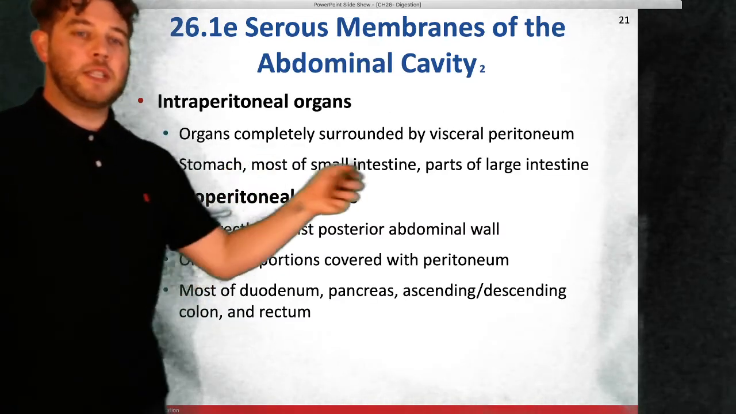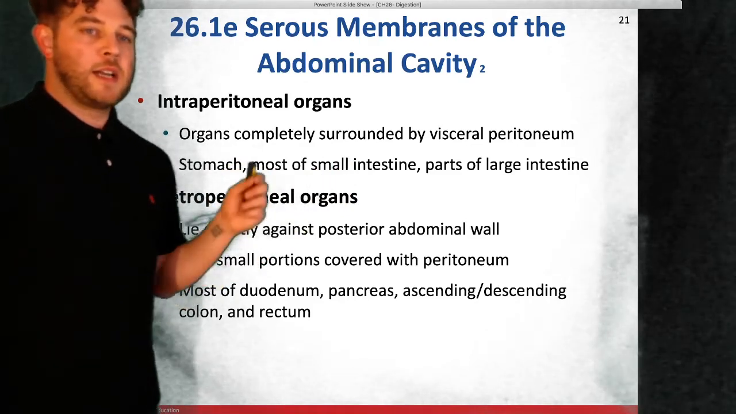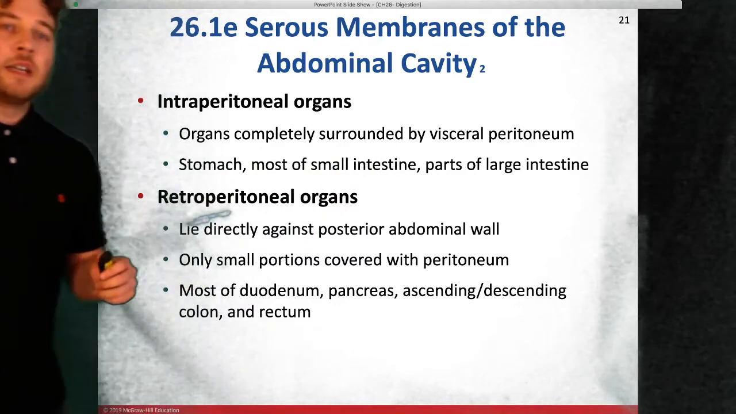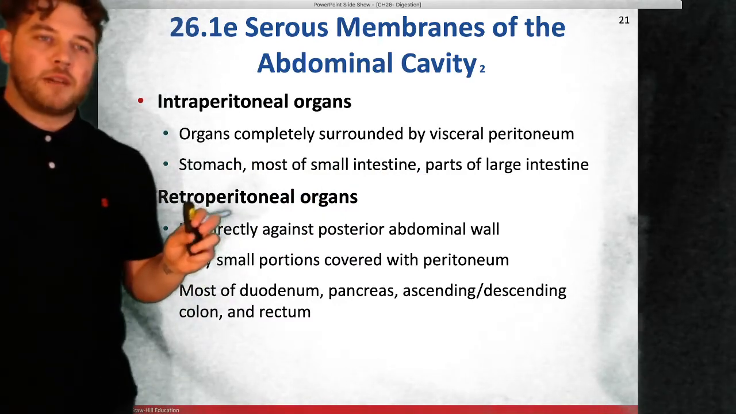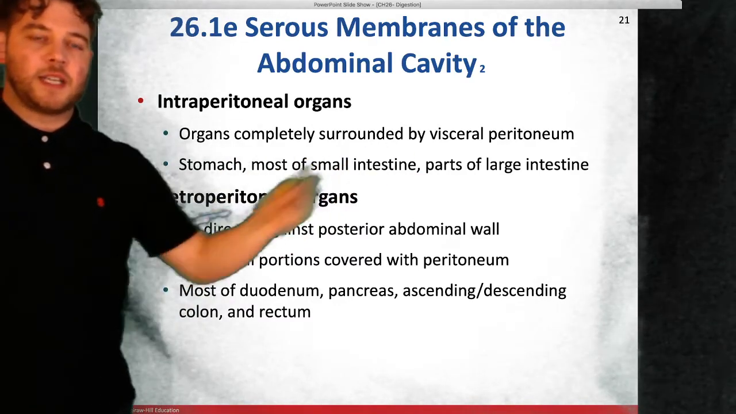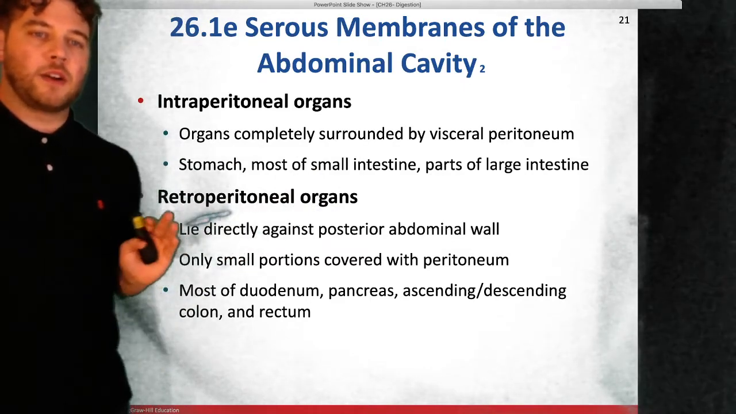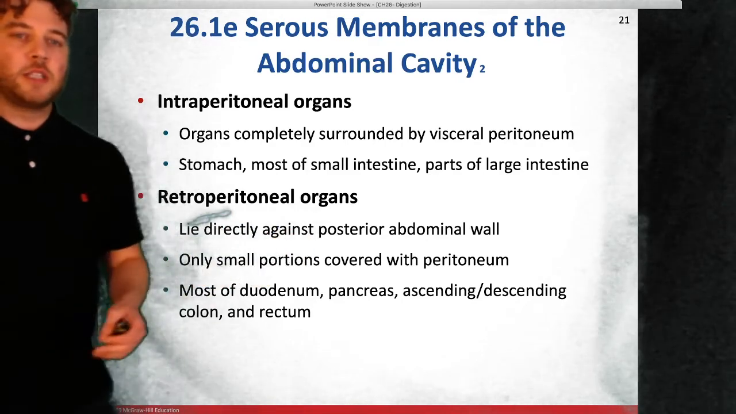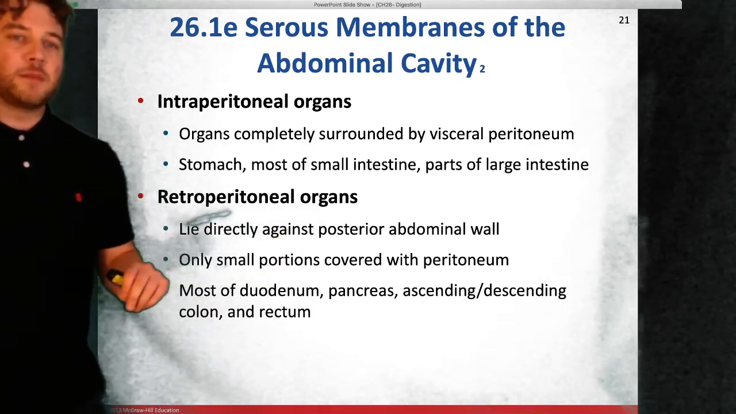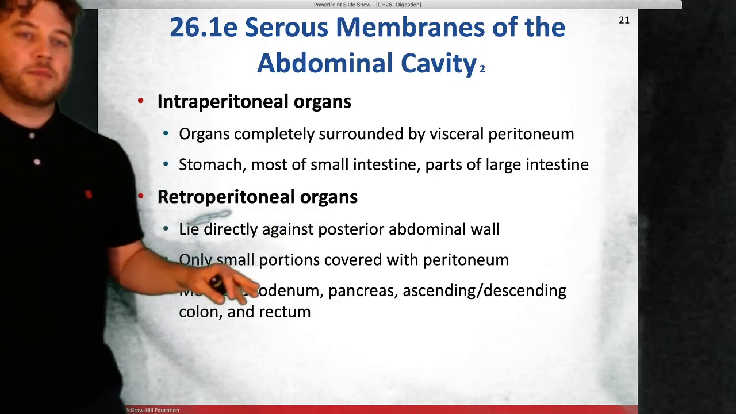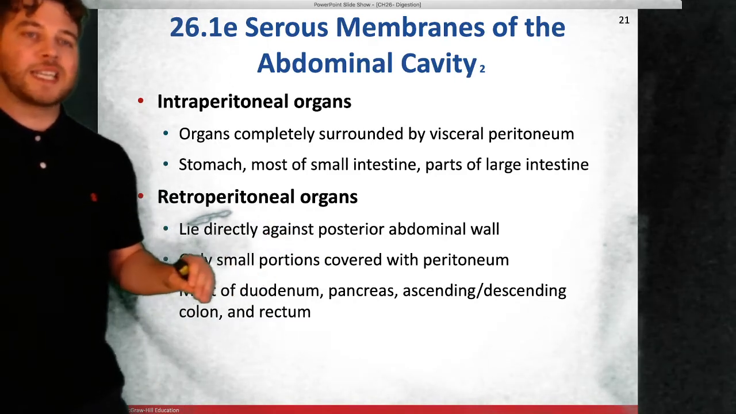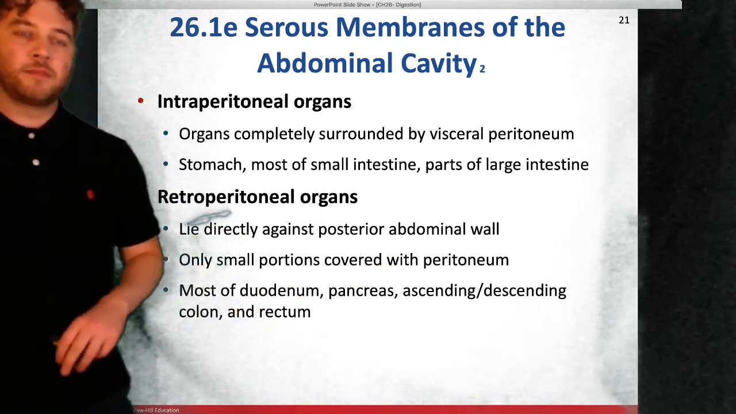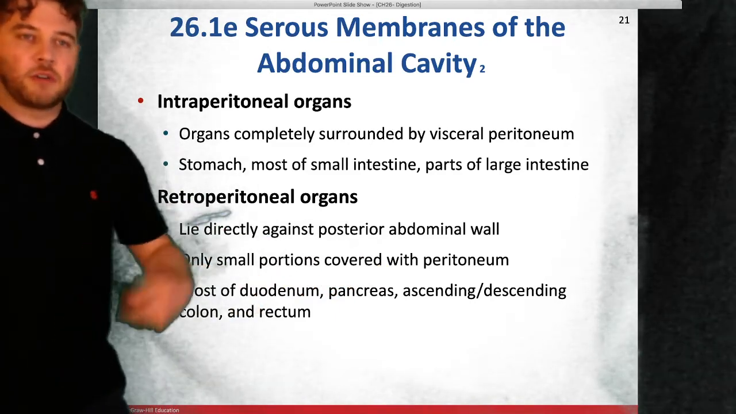Intraperitoneal organs are completely surrounded by the visceral peritoneum: your stomach, most of the small intestines, and parts of your large intestine. But there are parts of the GI tract that are not going to be covered by the visceral peritoneum. They are going to be retroperitoneal, lying directly against the posterior abdominal wall. Only small portions covered with peritoneum. That is going to be most of your duodenum, so that first portion of the small intestine, the pancreas, the ascending and descending colon, and the rectum. So it's just sections of it that are retroperitoneal.